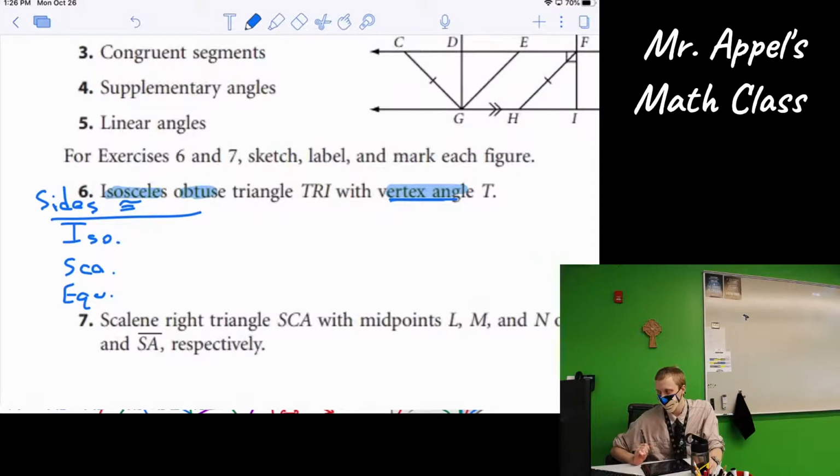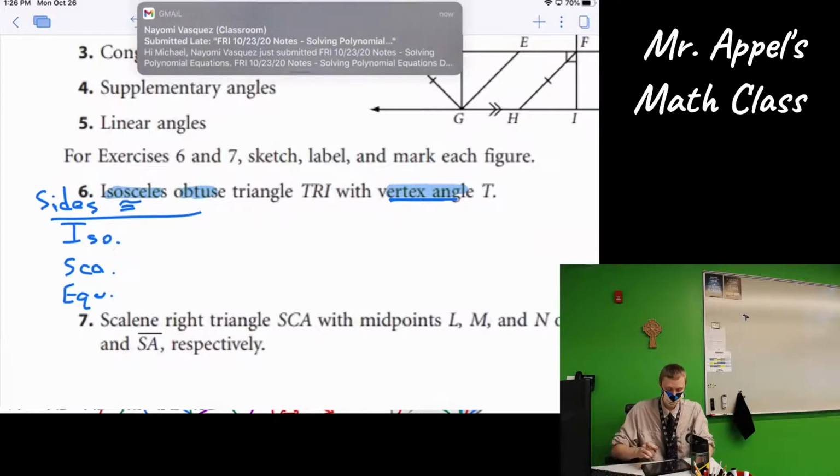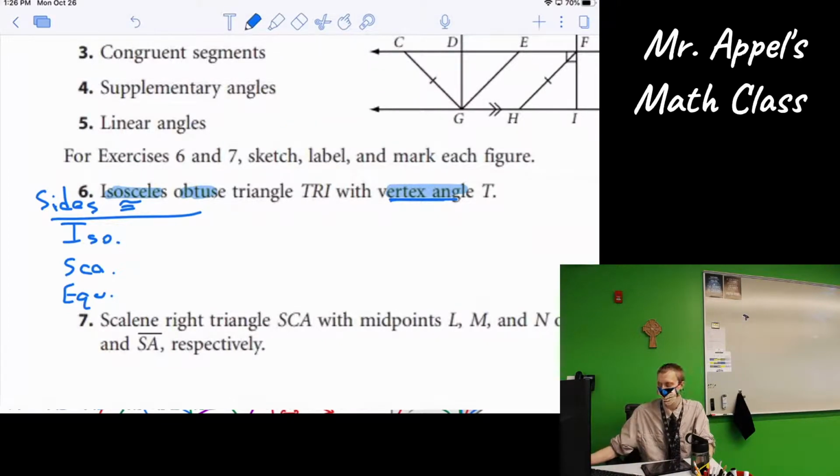Type it in the chat. How many sides are congruent in an isosceles triangle? I've got one answer. This is what I mean by you've got to get familiar with these terms. This should come automatically.